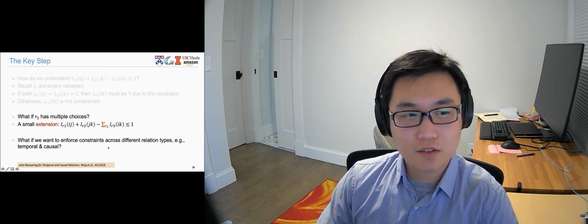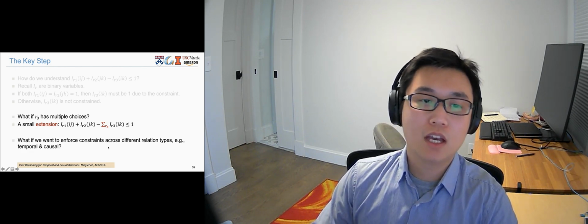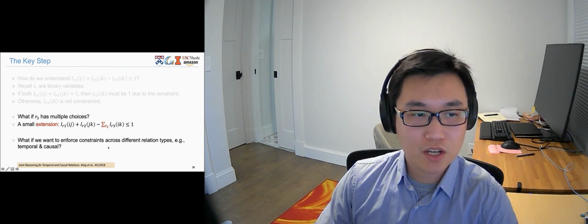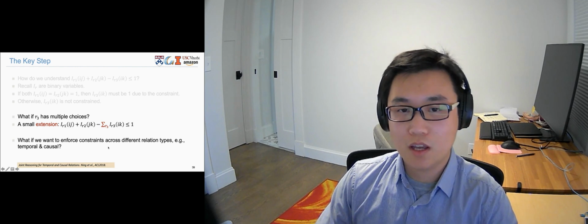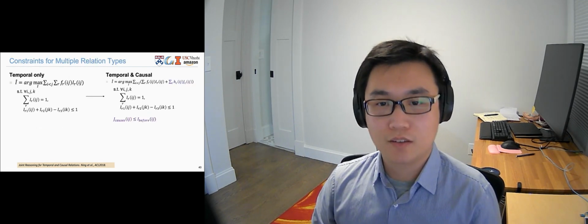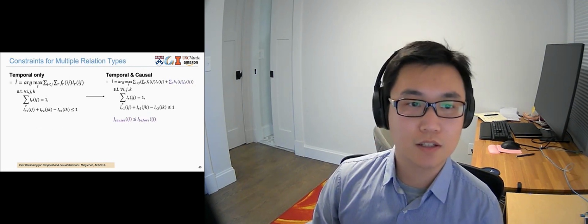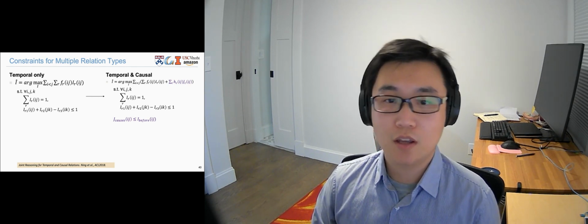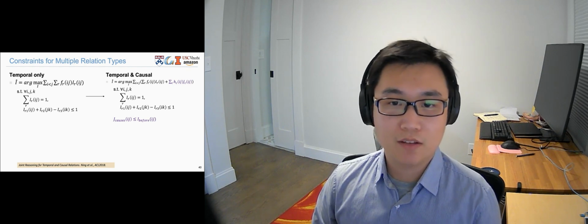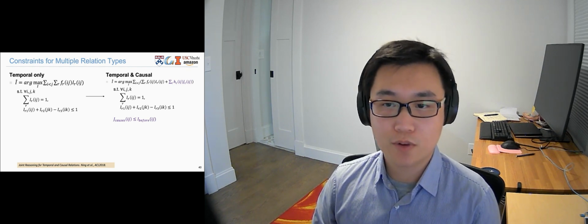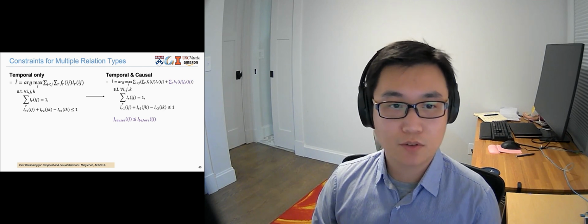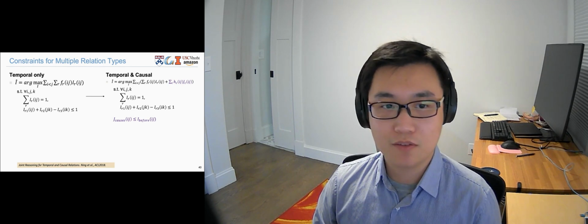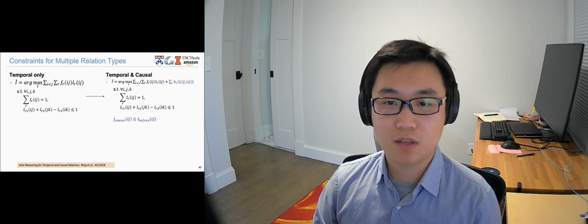And one may also ask, what if we want to enforce constraints across different relation types? For instance, what if we want to enforce the relationship between temporal and causal? This slide is explaining how to extend to that scenario. It turns out to be straightforward, and we have highlighted the changes in purple. We can just add an extra term to our graph scoring function and add this extra constraint, making sure that whenever event i is the cause of event j, then event i must be before j as well.